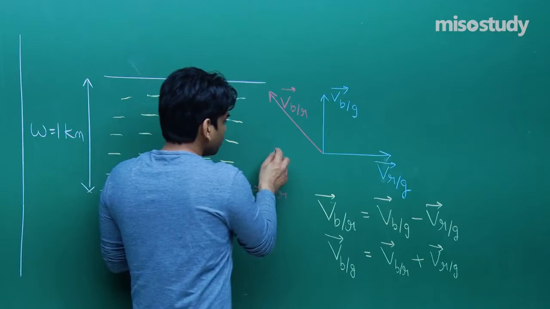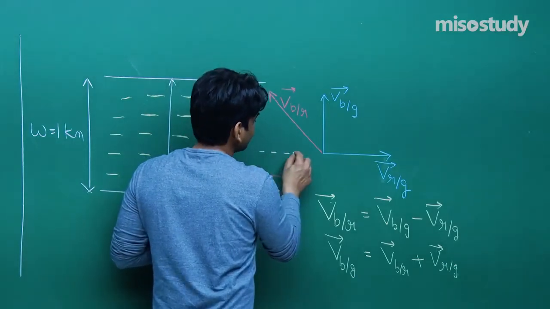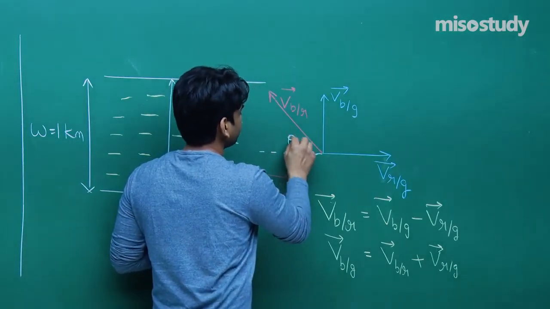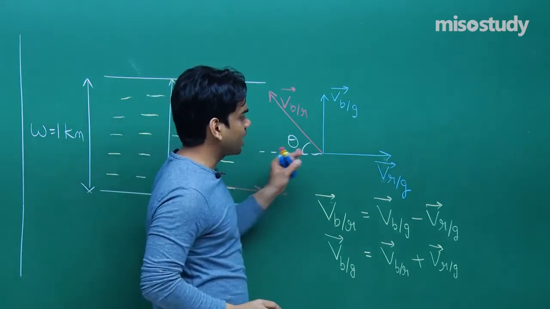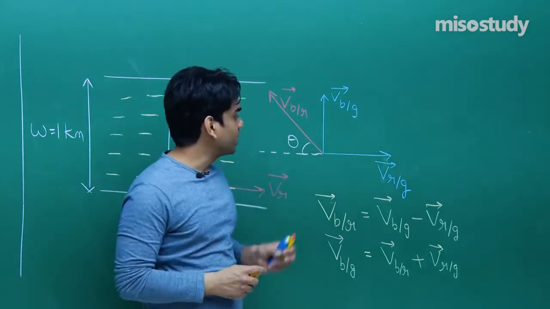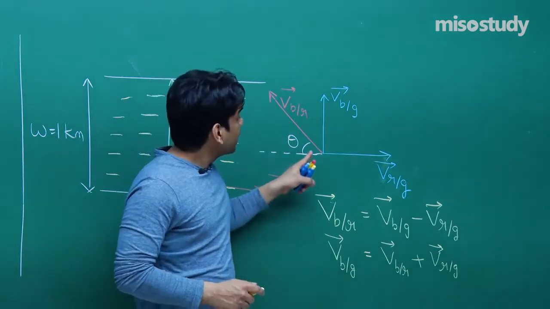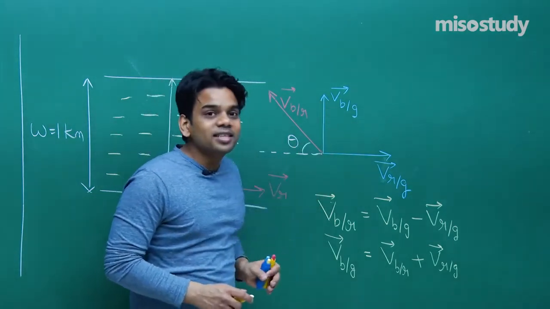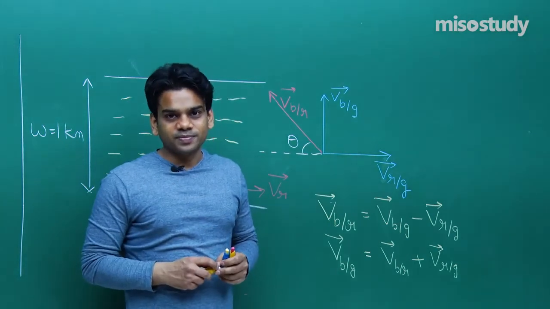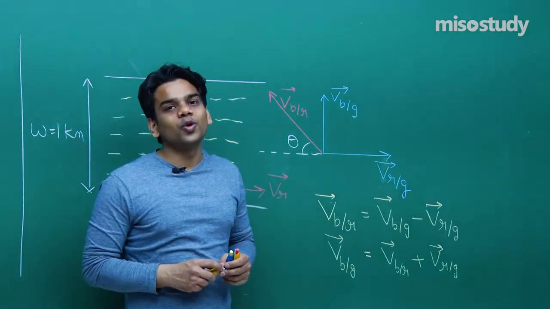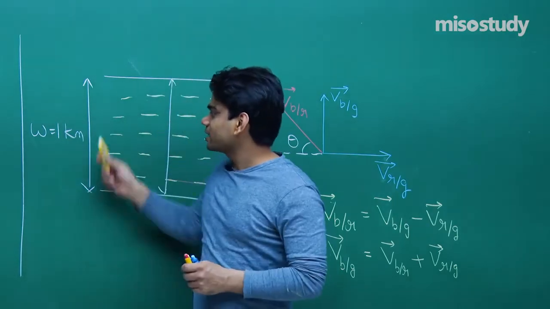So let me show that this angle is theta. I hope that this diagram should be clear to you all. Let me show that this angle is theta. Now what you do, he is traveling along this line, the time taken is given as 15 minutes. The distance you know, the distance is 1 kilometer as I have shown here.